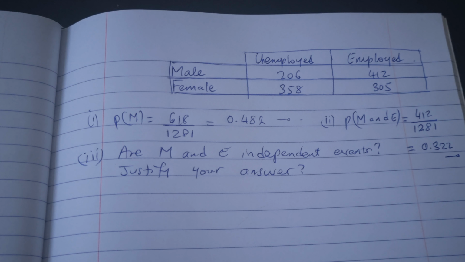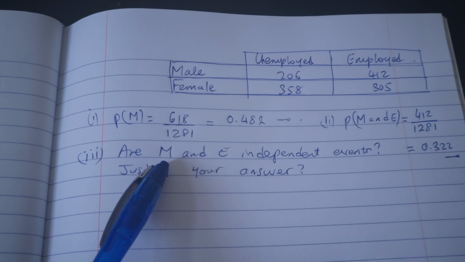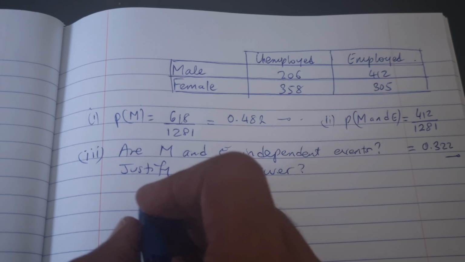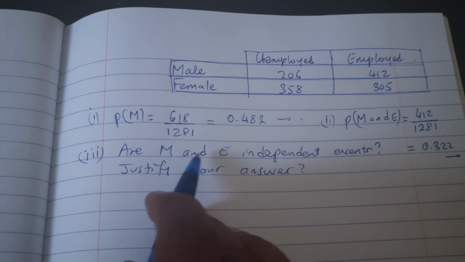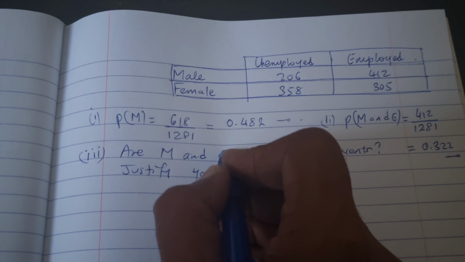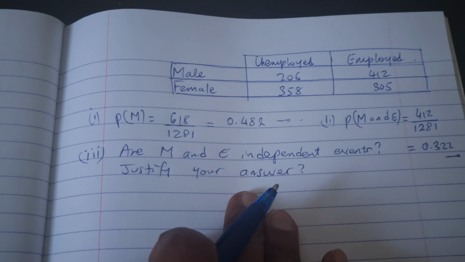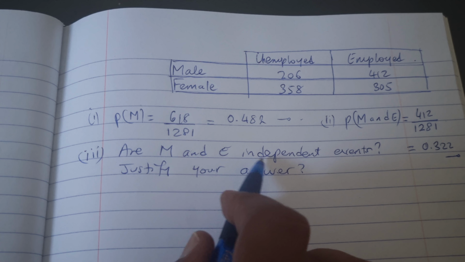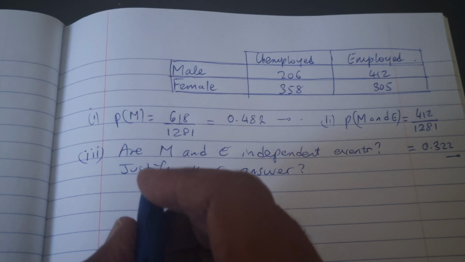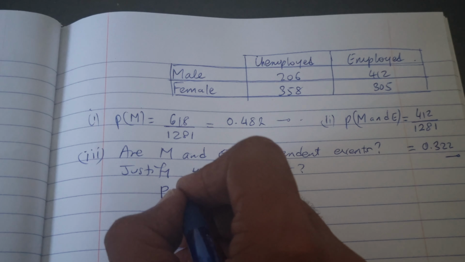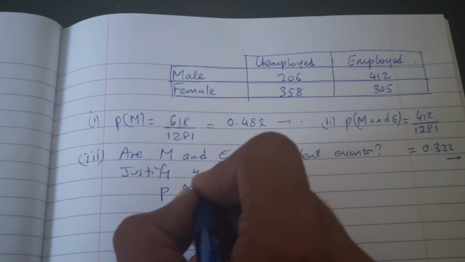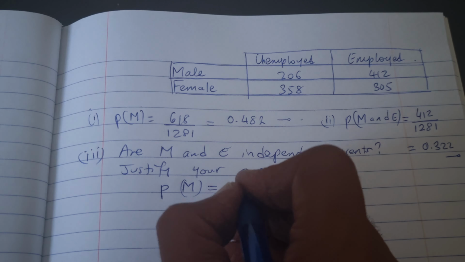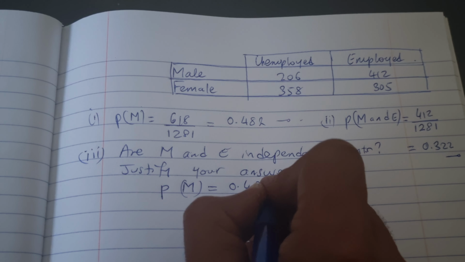Now for the third part, are M and E independent events? Okay, so what do we mean by this? We need to justify our answer. Whether we say it's independent or not independent, we still need to justify the answer. So how do we go about proving that it's independent events? We're going to have the probability of M alone, of male, which is 0.482. We found that in the first part.